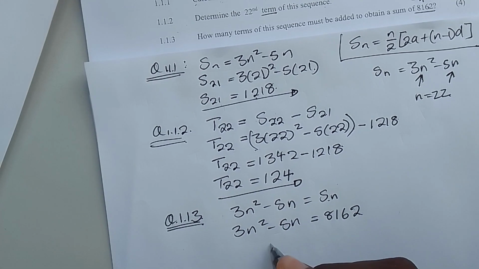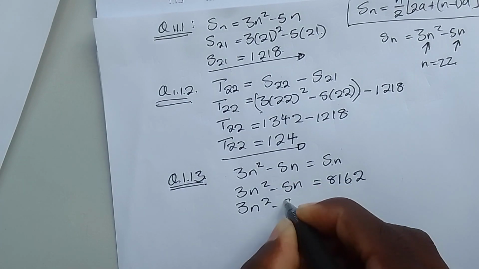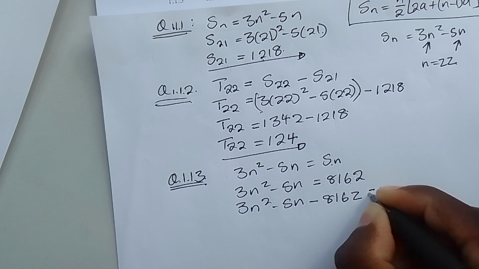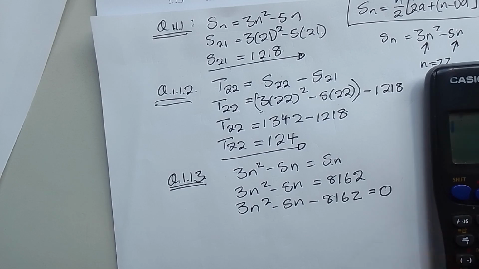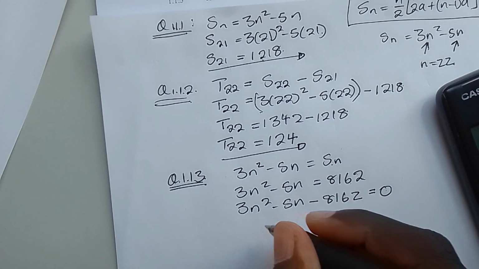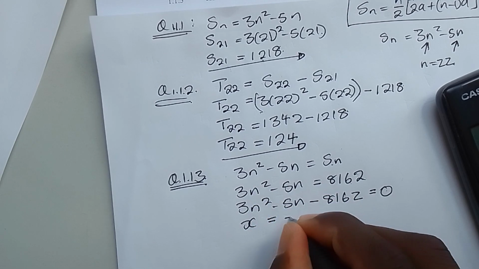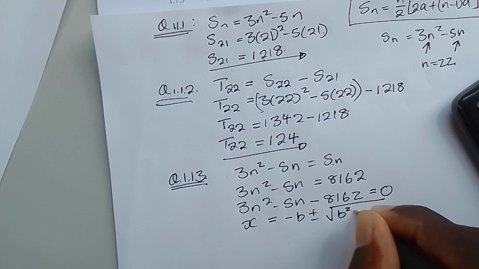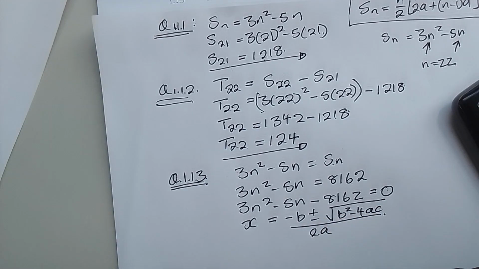How we solve for n here is we first transpose this to that side, or you could say you subtract it from both sides. It's the same thing. 3n squared minus 5n minus 8162 is equal to 0. Now you could try factorizing this. There is definitely a way to factorize it, but to save time, let's use the general quadratic formula. Minus b plus or minus the square root of b squared minus 4ac all divided by 2a.